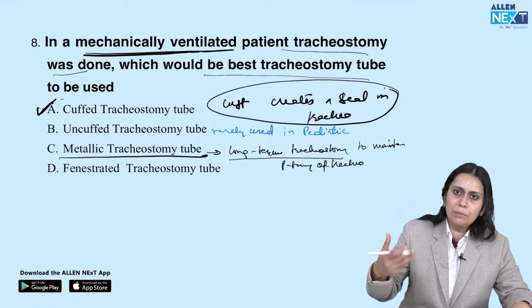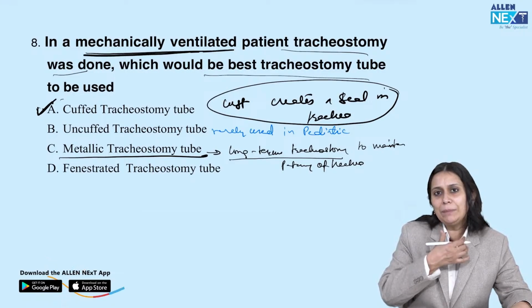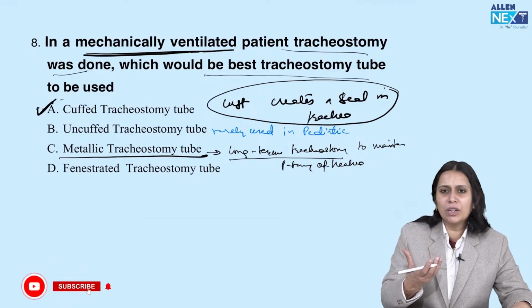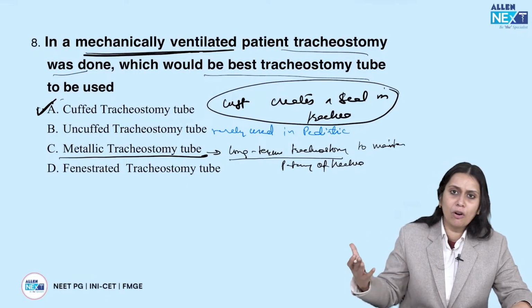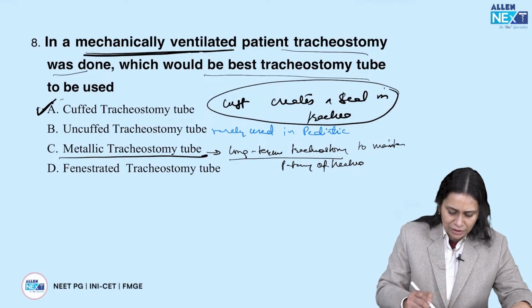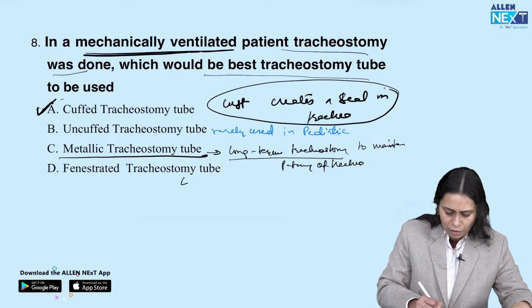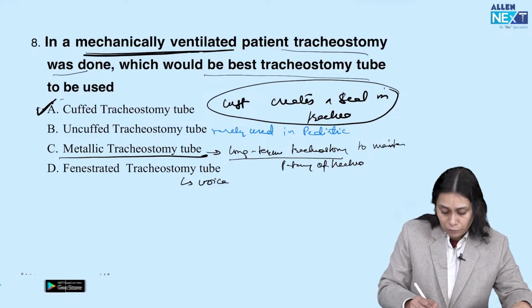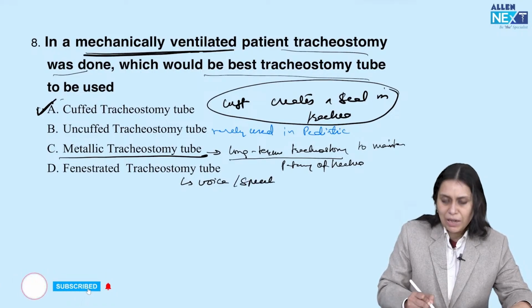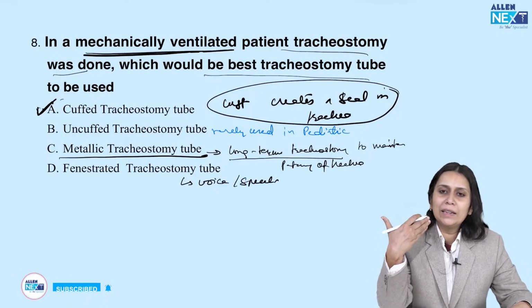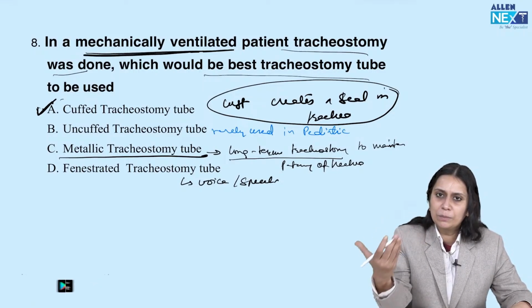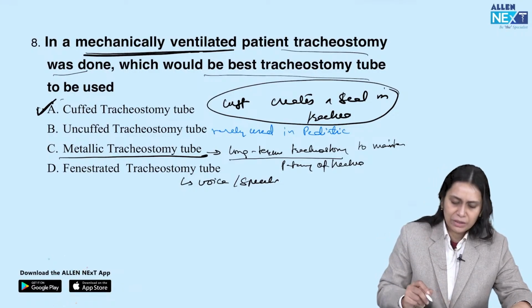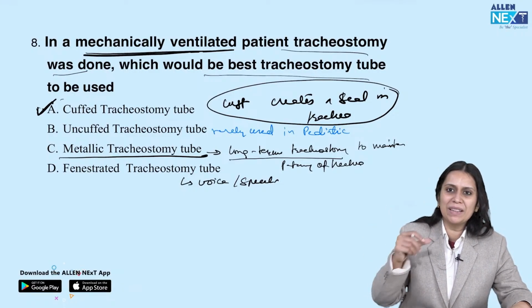So here the patient can breathe, just cannot keep the trachea patent, maybe some obstruction or anything. So we put the metallic tracheostomy tube. It is used for long-term tracheostomy. And the fenestrated tracheostomy tube is used for voice or speech, when we are encouraging the tracheostomized patient to produce voice or speech. Only then do we use this fenestrated tracheostomy tube, which has holes in it for the passage of air.